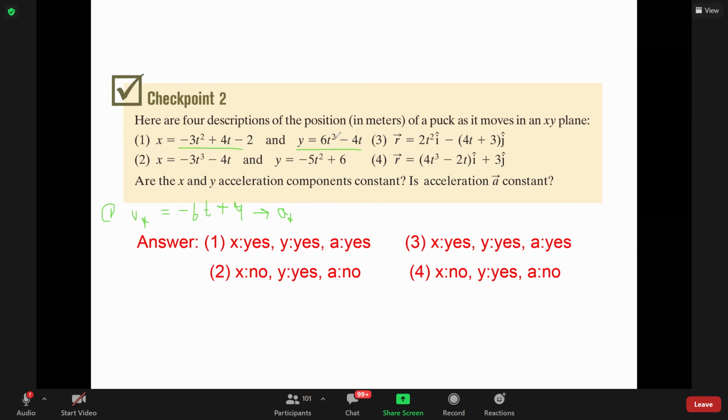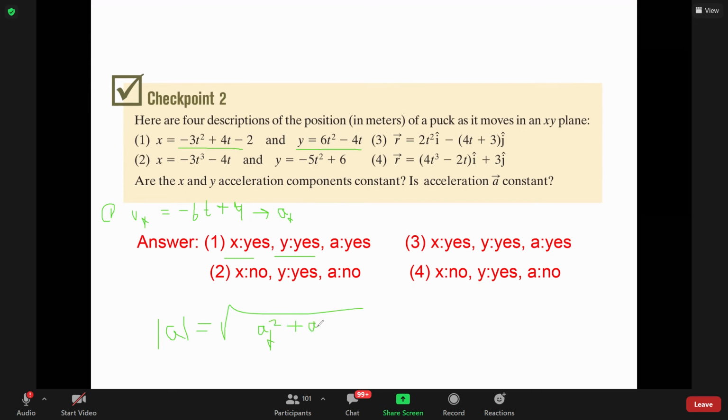Derive again: 12. So what does it mean? It means ax and ay are constant. Yes, constant. What will happen to the total acceleration then? How can I get the total acceleration if I have ax and ay? The total magnitude is equal to what? The square root of ax squared plus ay squared.